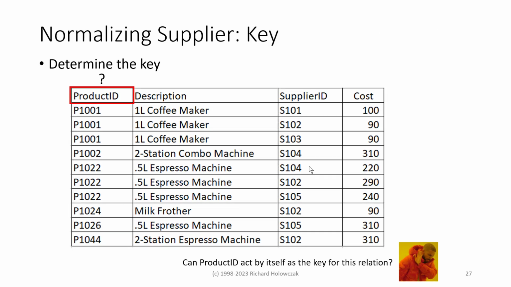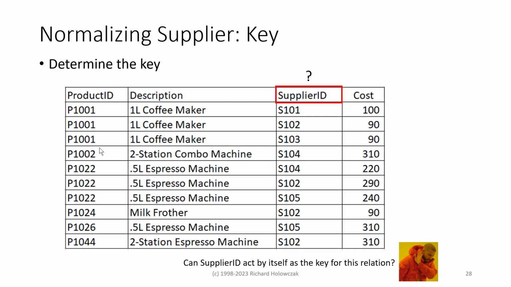All right, can product ID act like the key for this relation? And we immediately see no, there is some duplication, so that's not going to work. How about supplier ID? Can supplier ID do it for us here? No, it looks like we also have some duplication in supplier ID. Description, definitely not. And cost, it looks like we have cost that gets repeated quite a bit. So no single attribute can act like a key. What did you guess?